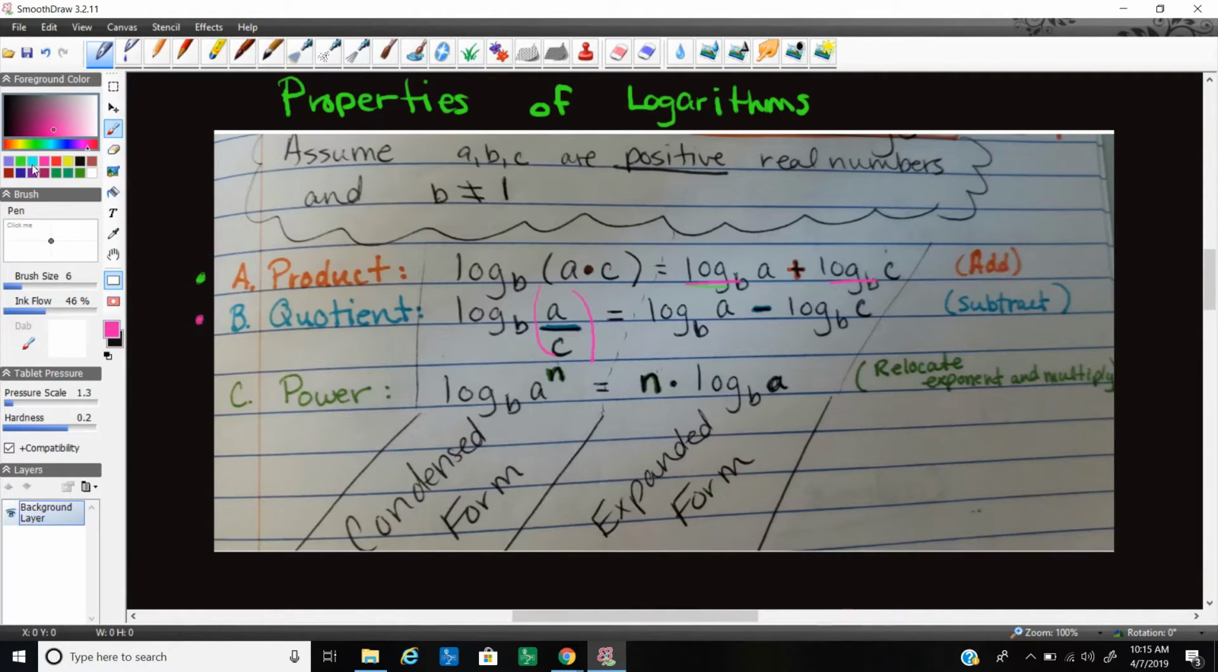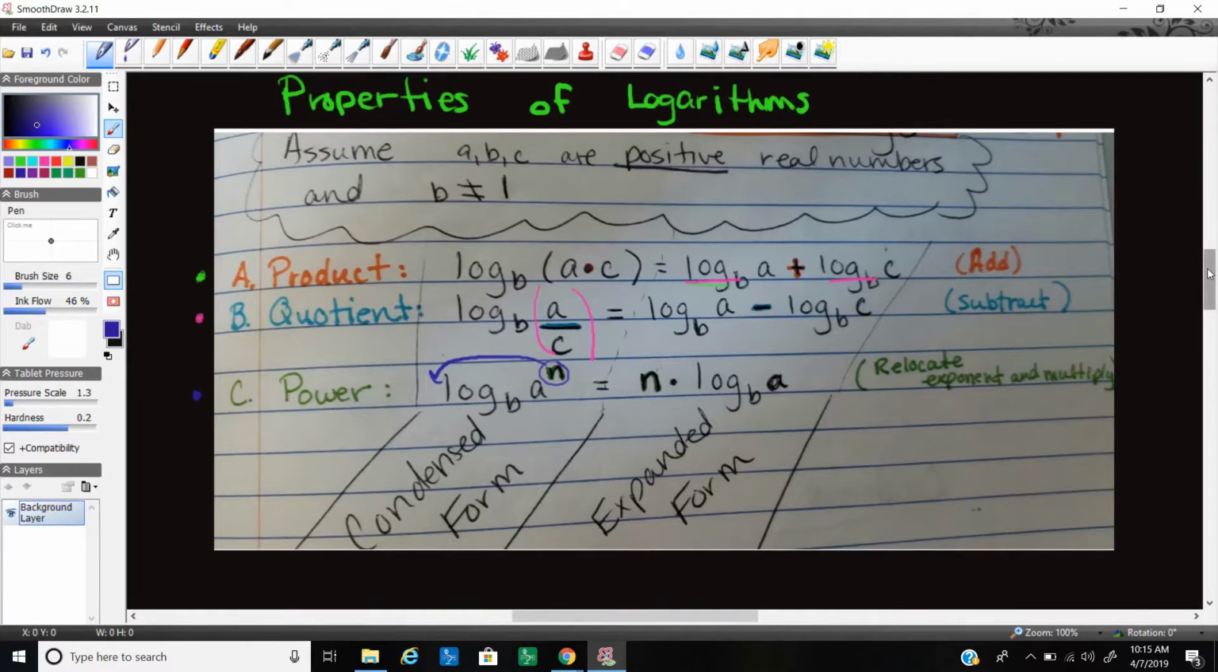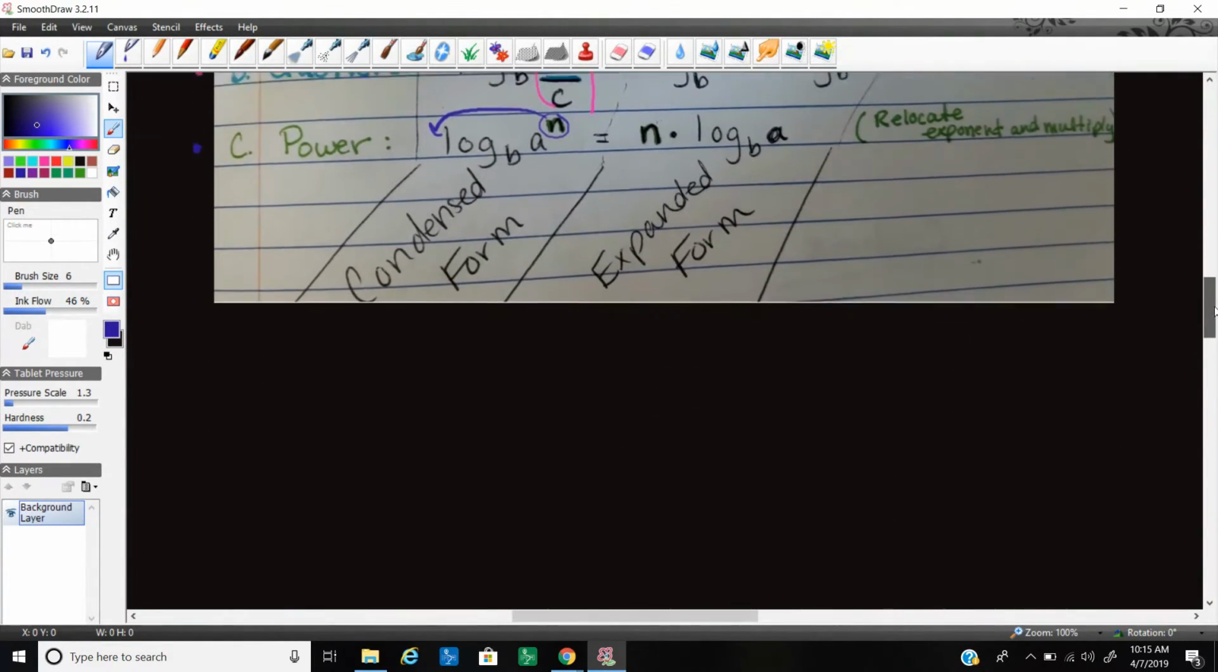Okay? And the final one is the power rule. And this one tells us that if we have a term with a power, we can expand this by moving the power, so this would be our power n, to the front of the log and multiply. Okay, so again, this is our expanded form. And we use these properties to solve usually, okay? So let's go ahead and look at some examples. I'm just going to go example after example. Again, make sure you copy this into your notes before you do the examples.